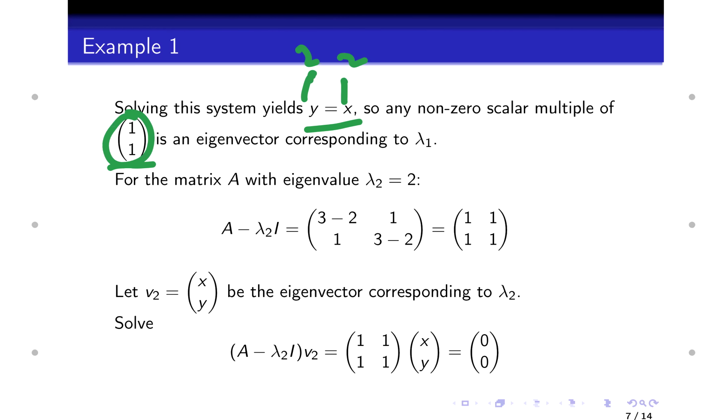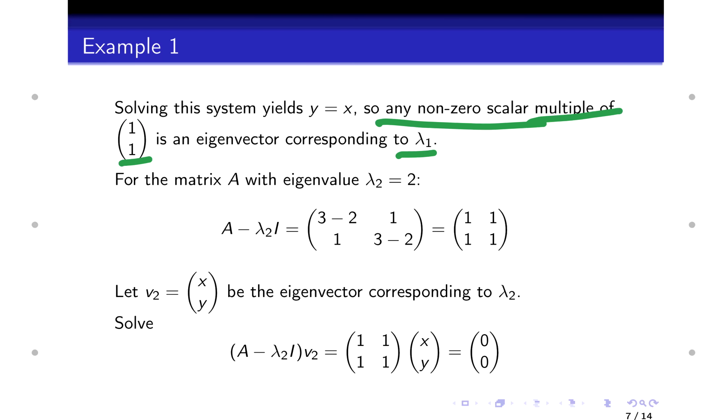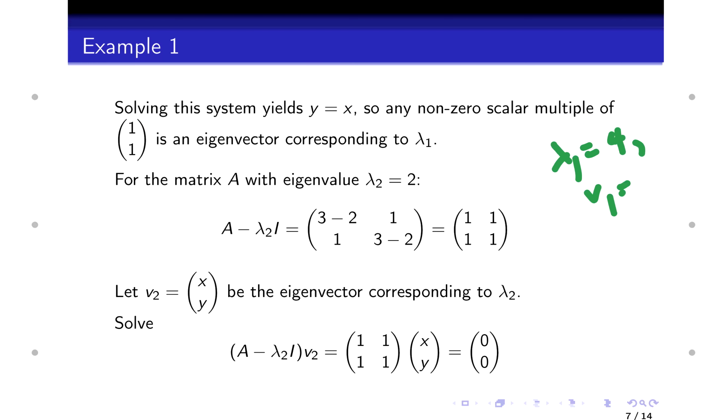And that is why we say any non-zero scalar multiple of 1, 1 is an eigenvector corresponding to lambda 1. Okay? So that's the eigenvector corresponding to lambda 1. So you have lambda 1 to be 4, and you have v1 to be 1, 1. So this is the eigenvalue, and this is the eigenvector in that case.